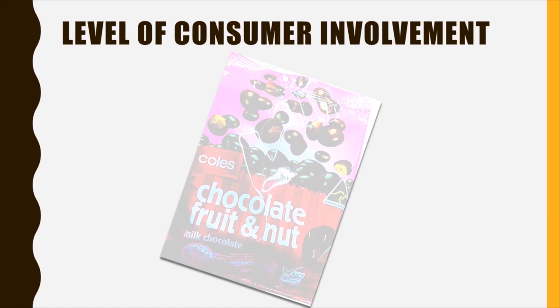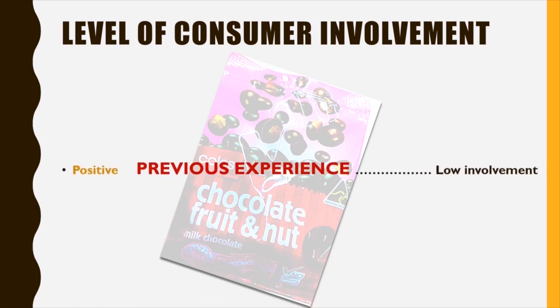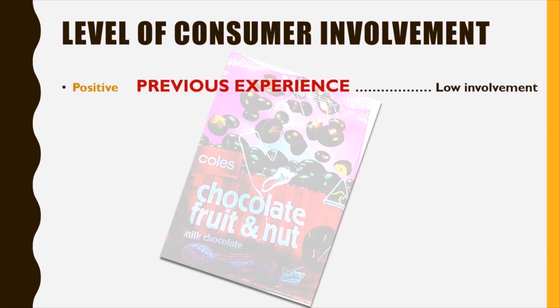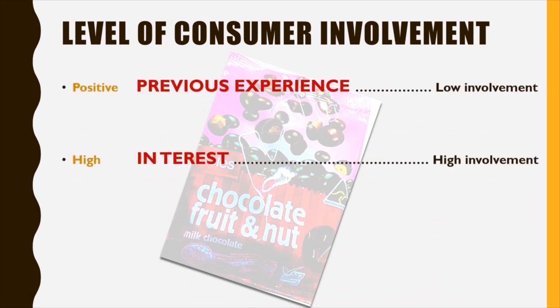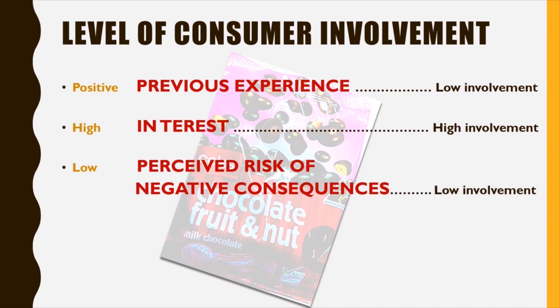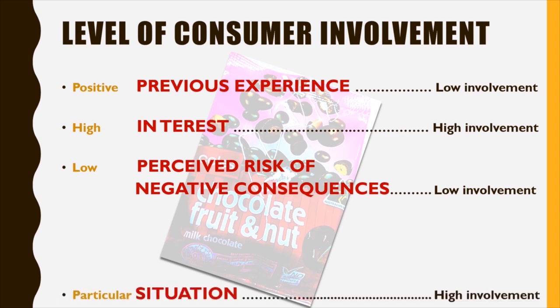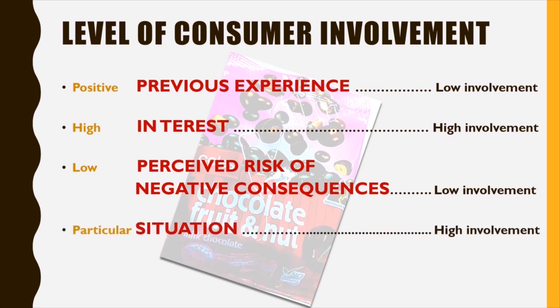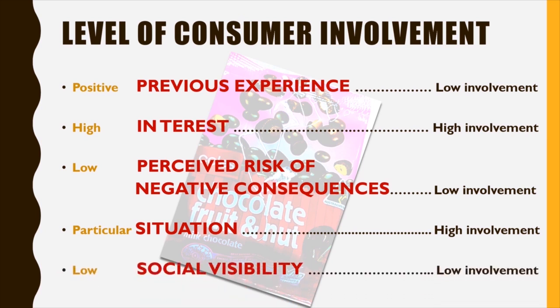Talking about my chocolates case, as I have had positive previous experiences, my level of involvement is low. Then I have a high interest in buying chocolates, so I have a high involvement on this. Next, I perceive a low risk of negative consequences, so there is a low involvement. But if I have to give a chocolate to somebody, I would spend some extra time, having high involvement. And finally, I don't care about the social visibility, so there is a low involvement.